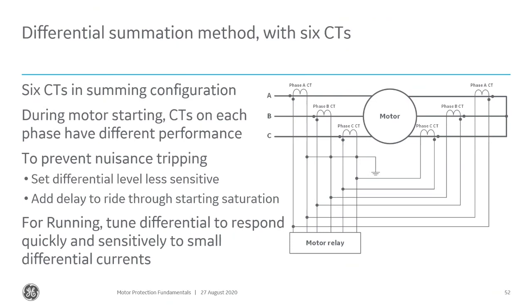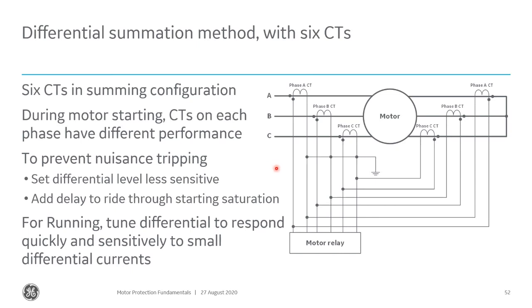Other ways to do this differential summation is with 6 CTs, and this is 6 CTs used specifically for this differential, because they are summed outside of the relay, right? C phase polarity on both C phases goes into the relay, the neutral comes out, and they're all tied together. And the same for A phase, B phase. So with this, you're using 6 CTs.